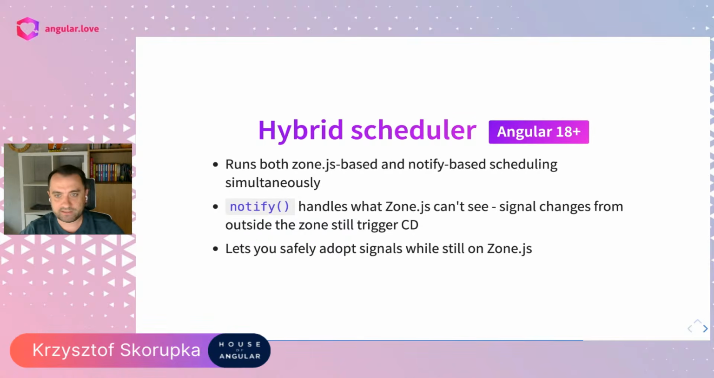The funny thing is that, in fact, there is just one scheduler plus a Zone.js adapter, and they cooperate together. In zoneless mode, it's just that the adapter is gone and the scheduler runs solo. But these are more like technical details. We do not need to get into them right now, but it's worth knowing.